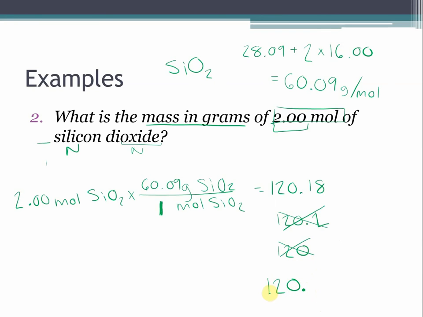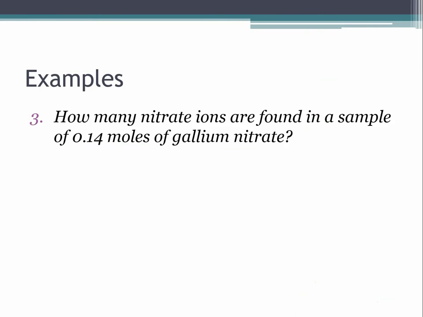So we have 1, 2, 3 significant figures. We started with 1, 2, 3 significant figures. Conversion factors don't affect anything. So our answer is 120. grams of SiO2. Awesome. On to the next one.